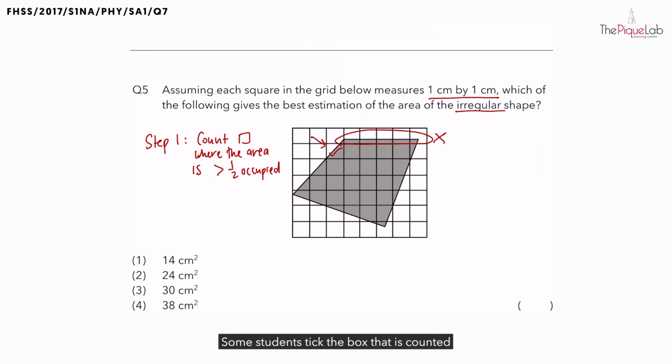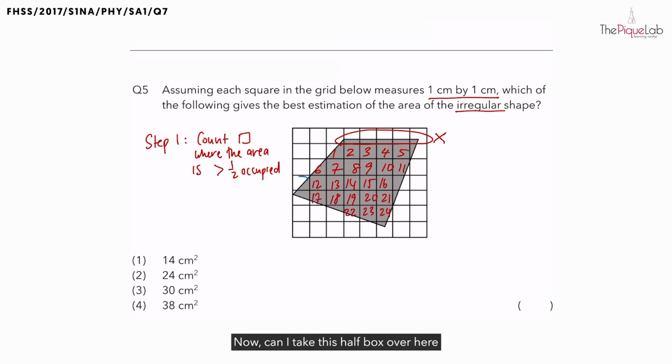Some students tick the box that is counted, but I recommend that you write in a number in ascending order on the boxes instead of ticking, since we might lose count and have to restart all over again if you tick. You can pause the video here to continue your count. How many boxes did you count where the object has occupied more than half of the grid box? You should have counted 24 boxes.